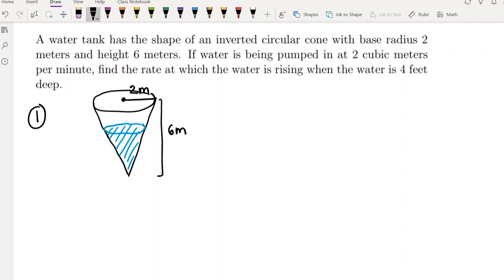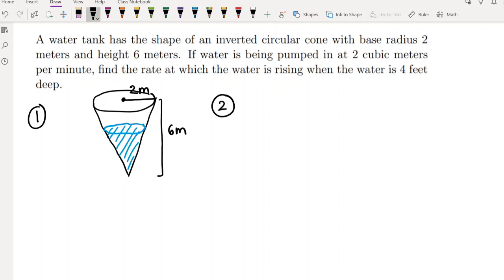Okay, so the next part is asking to assign variables to the things that are changing in this question. So the height of the overall tank, that's not changing, right? The height is equal to 6. The radius of this tank is not changing, that's equal to 2. So what is changing? Well, the height and the radius of the water in the tank.